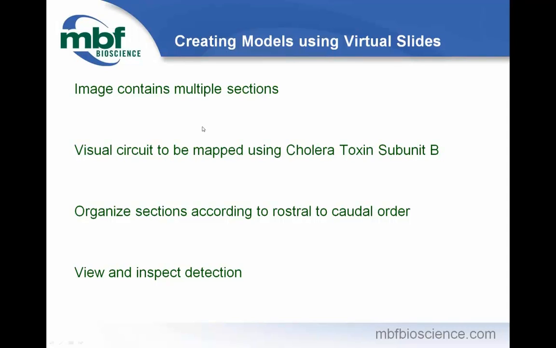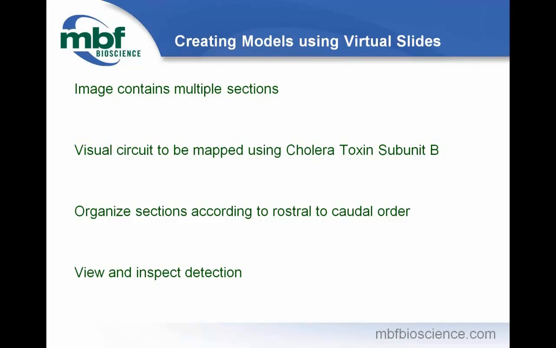So to summarize what we just walked through with this particular demonstration, we created a model using virtual slides in which the image contained multiple sections. So this was acquired with a slide scanner. The visual circuit to be mapped was visualized using cholera toxin, so that's how we identified the cells that we were interested in knowing the location of.